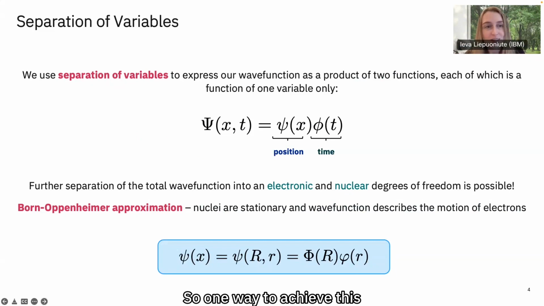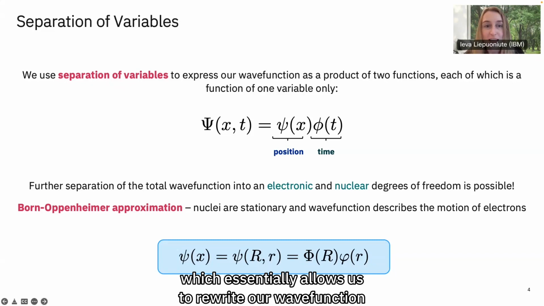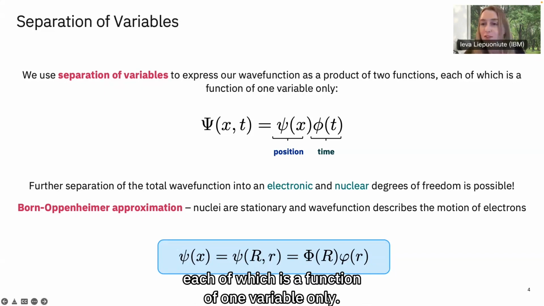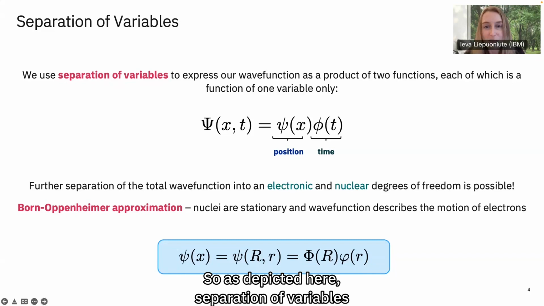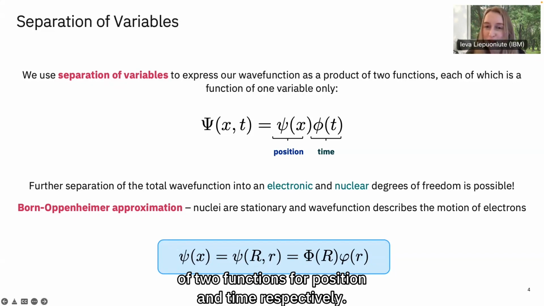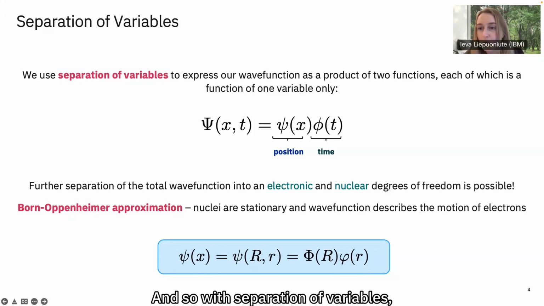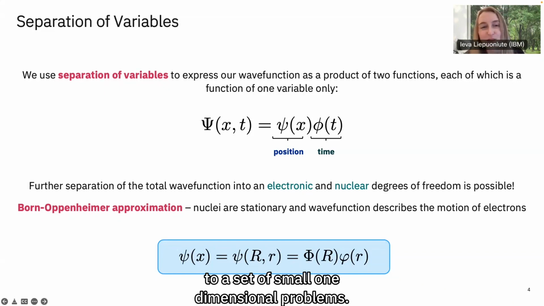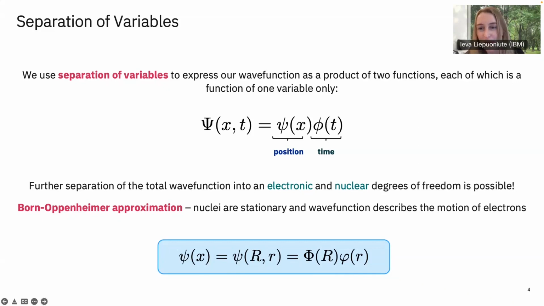One way to achieve this is to use separation of variables, which essentially allows us to rewrite our wave function as a product of two functions, each of which is a function of one variable only. As depicted here, separation of variables allows us to write our wave function as a product of two functions for position and time respectively. So with separation of variables, we are transforming a multidimensional problem to a set of small one-dimensional problems, okay?